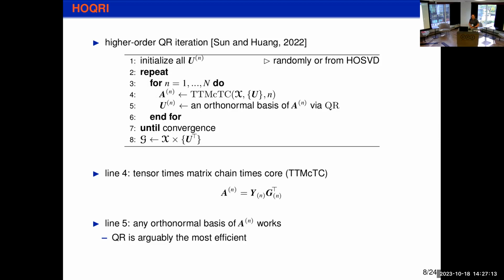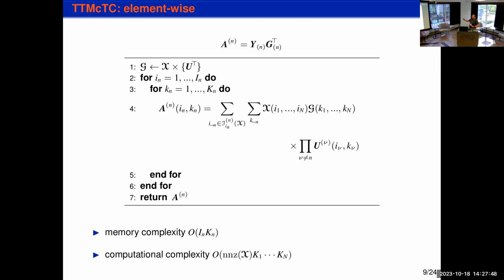I would say QR factorization is perhaps the most efficient way to find one orthonormal basis. Okay, and then for that new operation, which is the one that saves us from the memory explosion, we call this TTMc-TC. There's already the operation called tensor times matrix chain, right? Where you calculate the Y tensor, but then we're going to furthermore calculate the core. And of course, we're going to do this without allocating additionally a huge amount of memory. And this of course can be done.